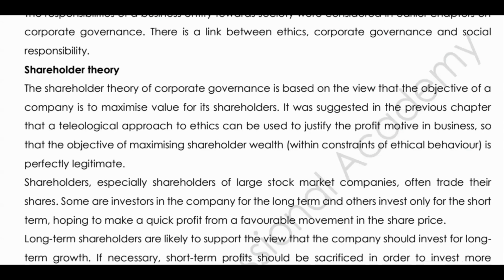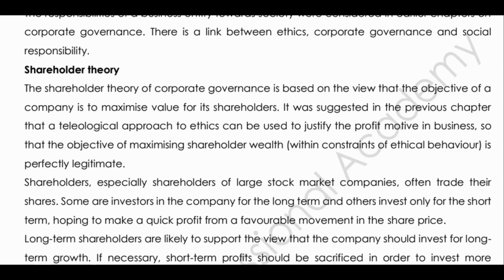The satisfaction of shareholders. Yeah, that's a good one. And the focus of shareholder theory is shareholders. The primary focus is shareholders. Now, what do shareholders want? Shareholders want their wealth to be maximized. So the view of the shareholder theory is that the aim of the company is to maximize the value of shareholders, to maximize their profits.